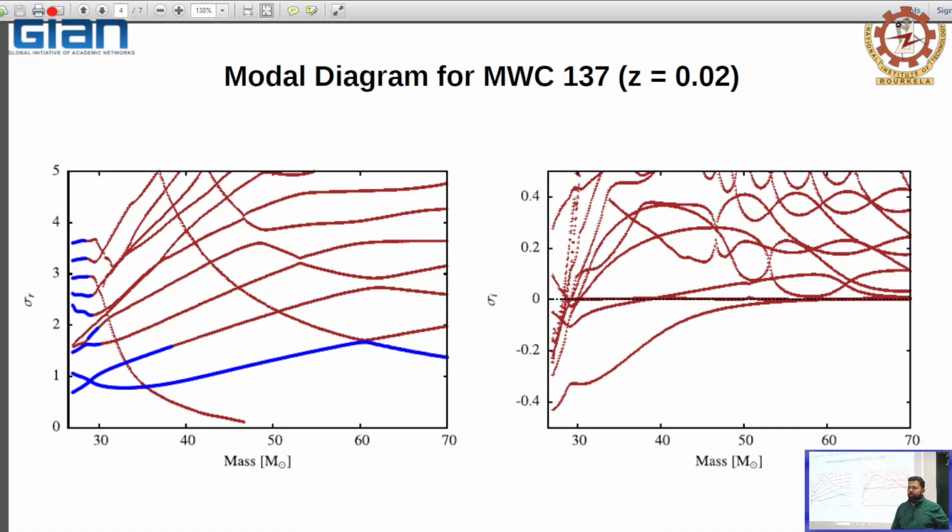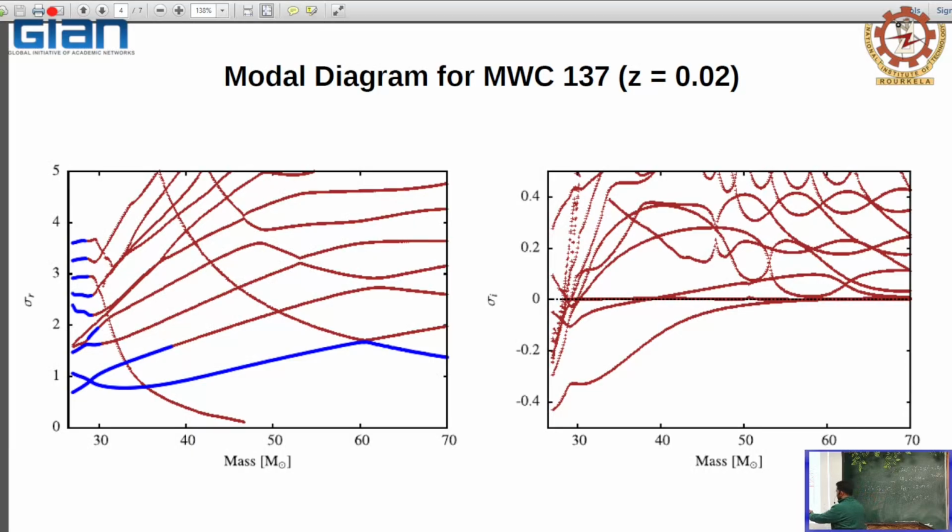So for construction of the sequence of models, we have taken this parameter, and what you see here is the so-called modal diagram, where on the x-axis you will have one of the stellar parameters. In this case, we have taken mass, and on the y-axis we have the eigenfrequencies. When we perform the non-adiabatic radial frequency analysis, the eigenfrequencies will be complex. So you will have the imaginary part as well as the real part. So your sigma will be sigma r plus i sigma i.